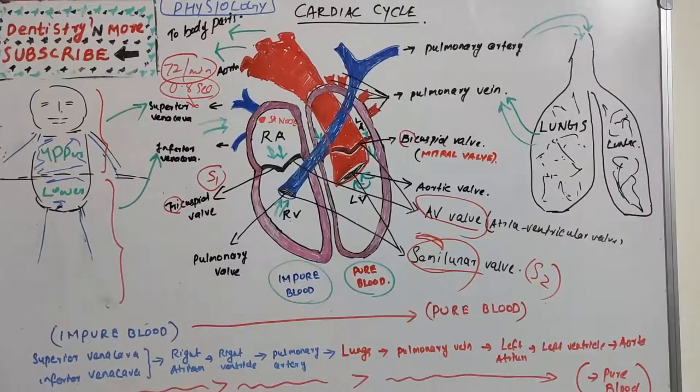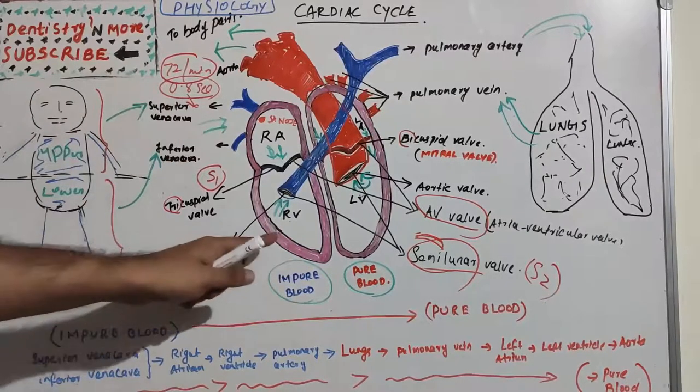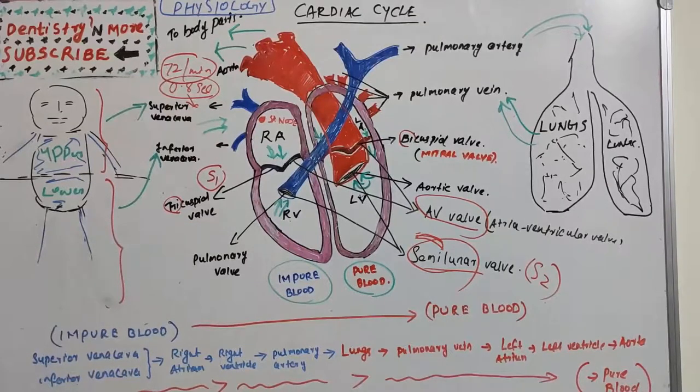So the next session is about the contraction and relaxation of heart chambers, the production of heart sounds, and the stages, that is atrial contraction, ventricular relaxation, isovolumetric relaxation and isovolumetric contraction, the rapid ejection phase. So all phases will be dealt with in the next session.